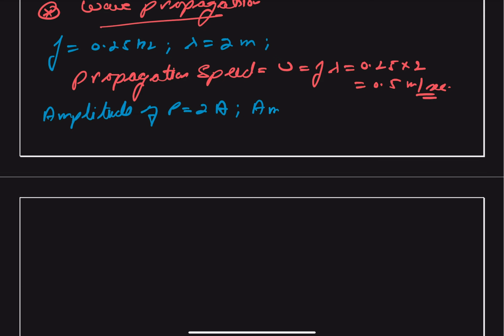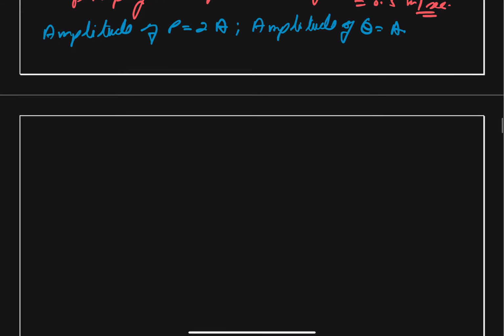Amplitude of q is a. So now let us make analysis of how the waves are going to behave by using the equations. So we say wave behavior analysis.